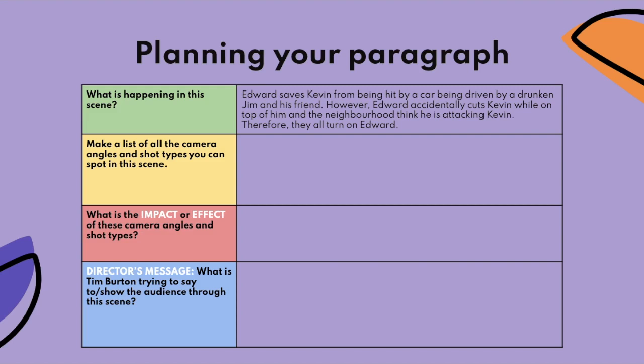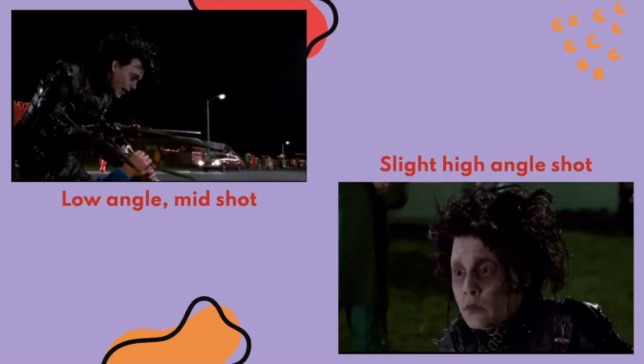So in the yellow and the red, you had to make a list of all the different camera angles and shot types that you spotted in the scene, and then comment on the impact or the effect of these camera angles and shot types. There were obviously many camera angles and shot types. I've chosen to focus on some of the main ones.